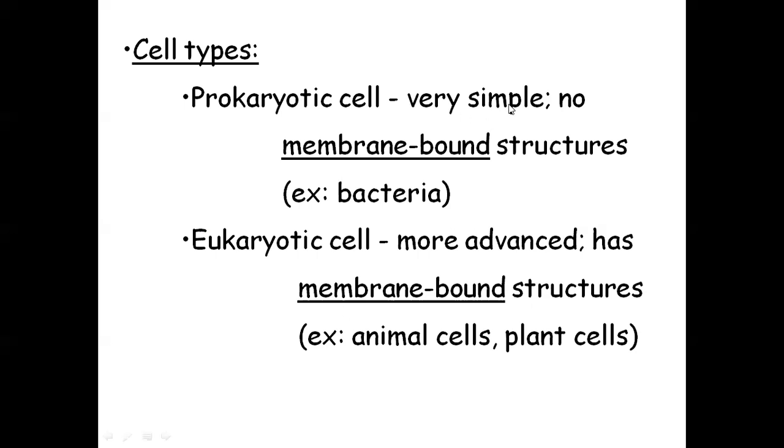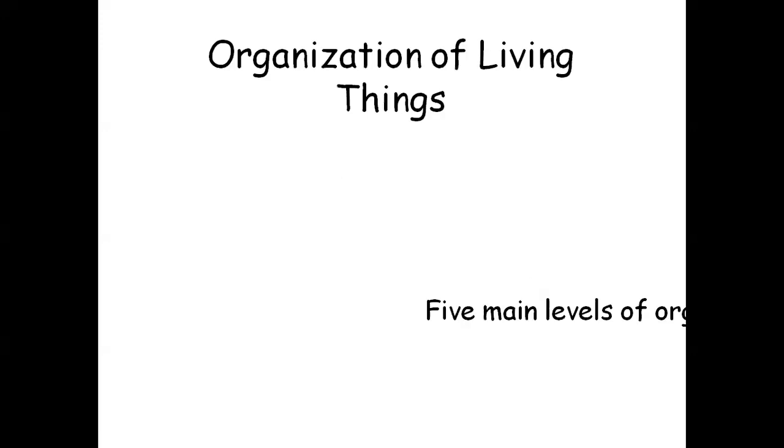So they are very simple. They don't have the membrane bound structures. They don't have the plasma membrane or something else. They don't have the membrane bound structures. Example is bacteria. And eukaryotic cell. Eu means true. Karyon, as I said, it is the nucleus. These type of cells or the organism possess true nucleus and they are more advanced. They have the membrane bound structures. Examples are plant cells, animal cells.